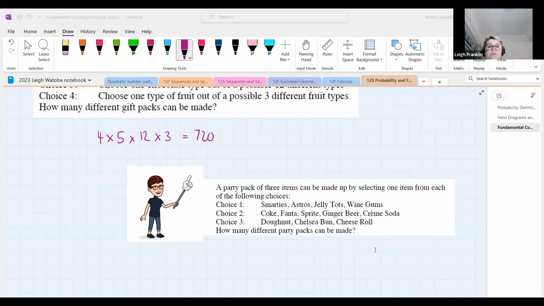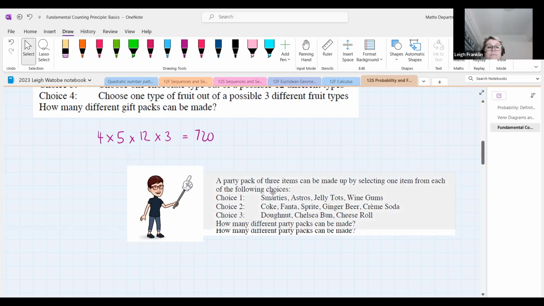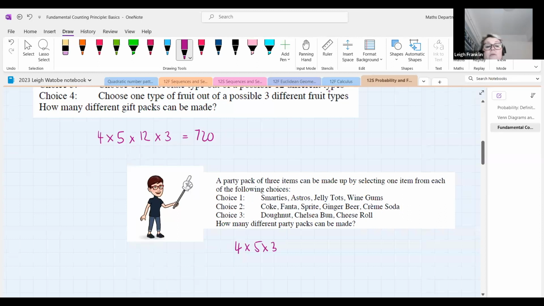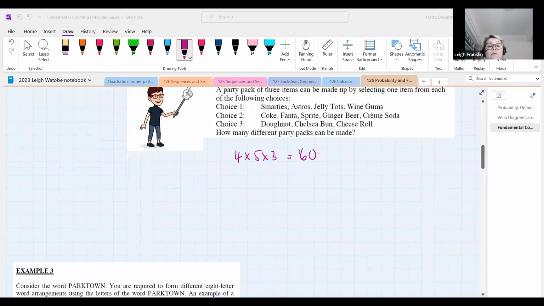What are you guys getting as an answer? Okay, Mbali, good. Yes, Nondamiso. Yes, Chloe. Yes, Lasidi, all good. Okay, so not a difficult question at all. All right, 4 by 5 by 3. So there are 60 different types of party packs that can be made. Excellent, well done. All right, let's move on.